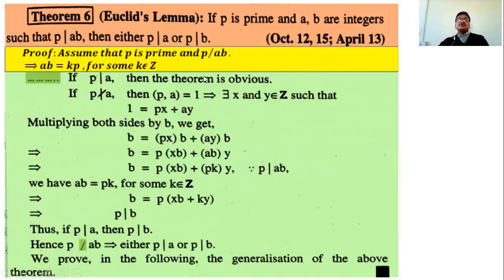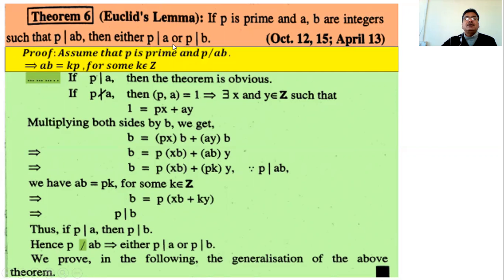So next is Euclid's lemma. This is a very important theorem as far as the exam is concerned. So what is Euclid's lemma? What is the question on this theorem? State and prove Euclid's lemma. So what is the question? If p is prime and a and b are integers such that p divides ab, this is given, then prove that either p divides a or p divides b.